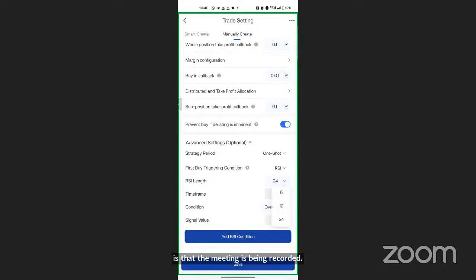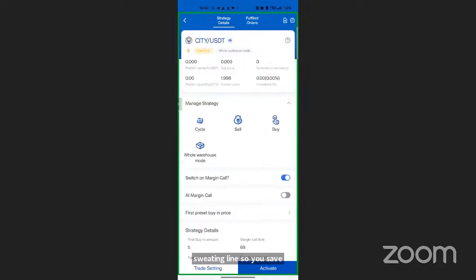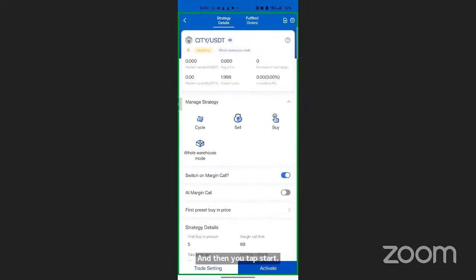When you put in the RSI of 6, understand your robot will buy very fast. It is the fast moving line. So you save and then you tap start. Once the coin gets in the oversold area, the robot will buy.